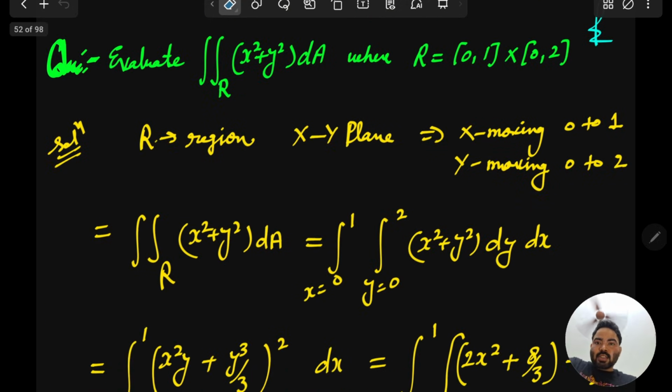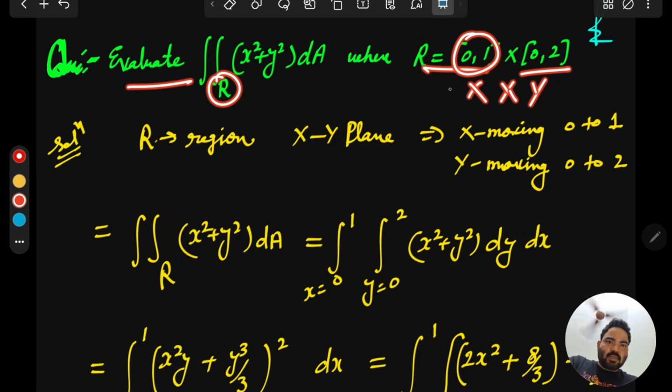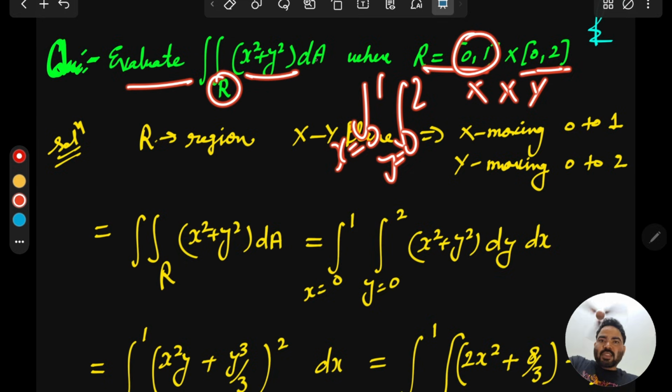Now this is the question, and here you can see: evaluate the double integral over the region, and the region is 0 comma 1 cross 0 comma 2. You know the xy plane, x cross y means this is the x limit, x is moving 0 to 1, and this is the y limit, y is moving 0 to 2, and your dA represents dx dy. Then just solve this integral.